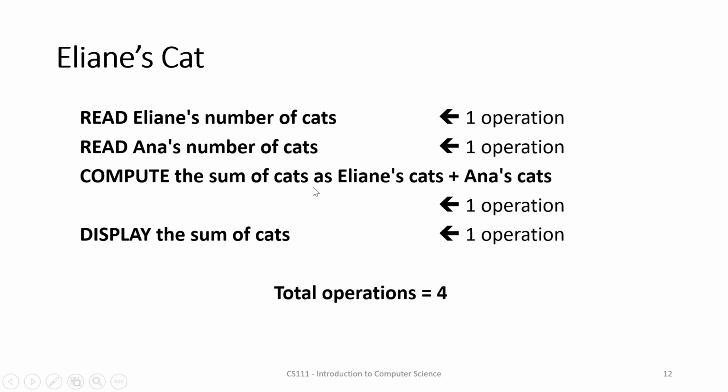Notice that with sum of cats, that means sum of cats is now an entity that we can display. If you count the number of operations that we did here, there is one operation here, one operation, one operation here, and one operation there. So we consider each read an operation, each compute an operation, each display an operation. Later on, we will learn how to count operations in more complicated programs.